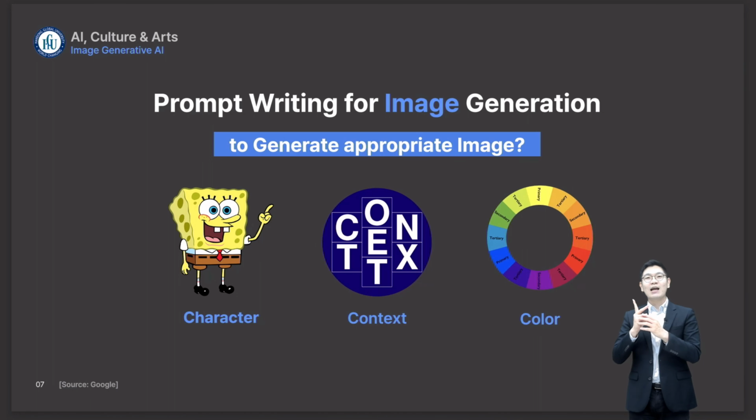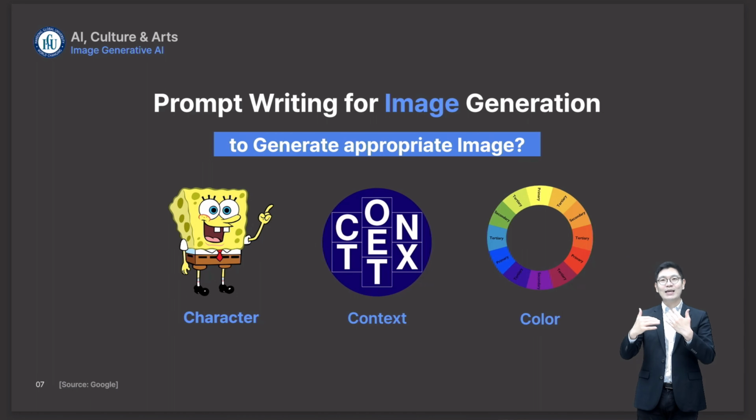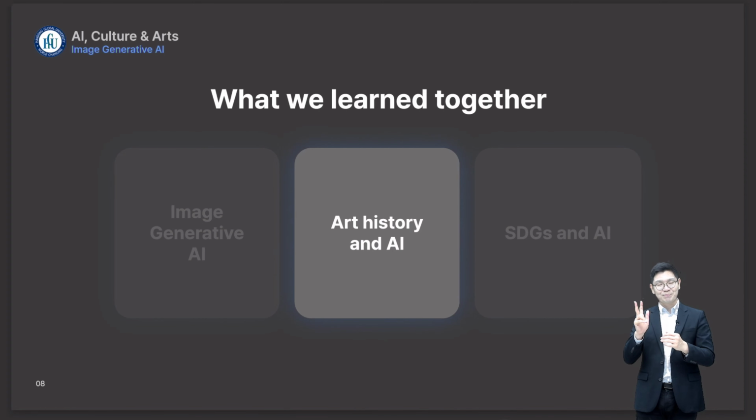Secondly, context is really important. As a background for making your image, think about where it is or when it is; that is the context. Lastly, color. We call it style or genre, because art has a lot of different styles. So if you put any style, color, or genre in a prompt, you get an appropriate image very well. So please remember 3 C's.